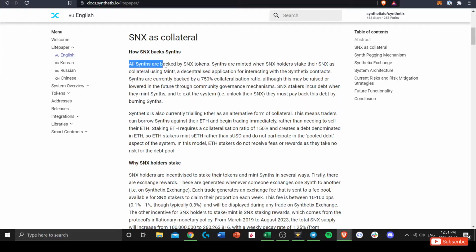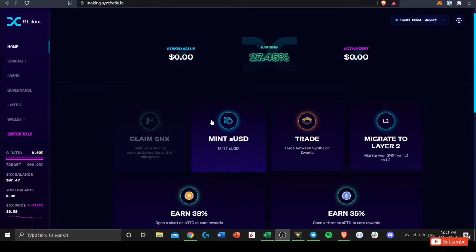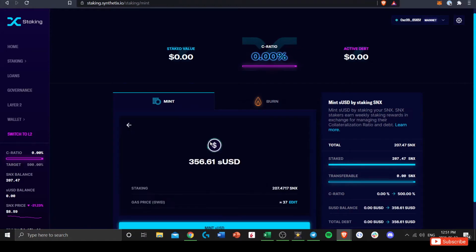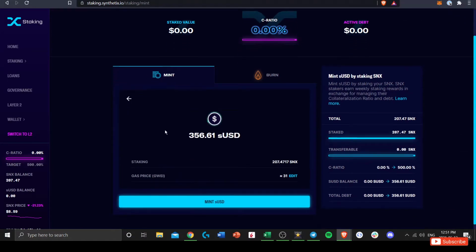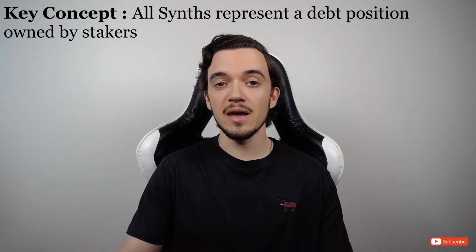Now, these synthetic assets are called synths, and users can create synths by locking the Synthetix token SNX into a smart contract. When users lock Synthetix token into the smart contract, they mint sUSD, which is a synthetic stablecoin that is pegged to the US dollar. The amount of sUSD that a user mints is proportional to the amount of SNX that they have locked into the smart contract, and this sUSD that they have minted represents a debt position held by the staker. Now, stakers have to manage this debt position by ensuring that their collateralization ratio remains above a specified level.